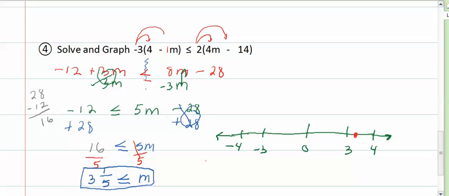And then I'm going to read it like a book. I'm going to say, okay, m is, it's on the big side, so m is bigger than 3 1/5, so it's going to go in that direction to the bigger numbers. Okay, so that was lesson 3-4, solving multiple step inequalities.